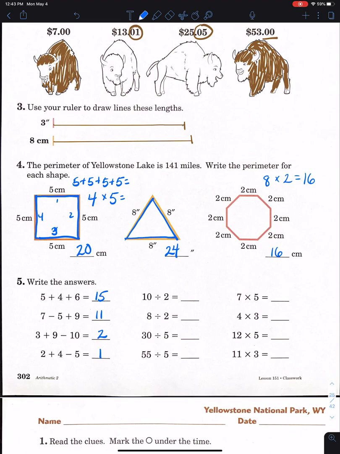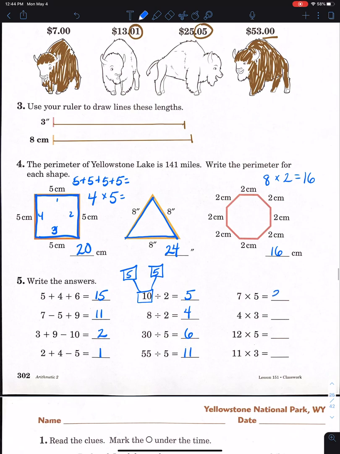Second column, 10 divided by 2. 10 divided by 2 is 5. We are taking 10, dividing it into 2 equal groups. They will each have 5 in them. 8 divided by 2 is 4. 30 divided by 5, we have 30 items, and we put them into 5 equal groups. We will have 6 in each group. 55 divided by 5 is 11.